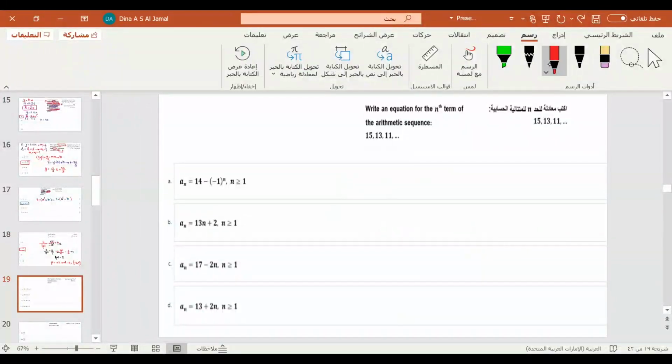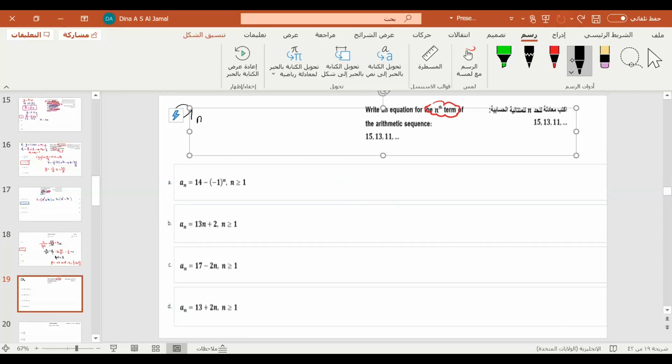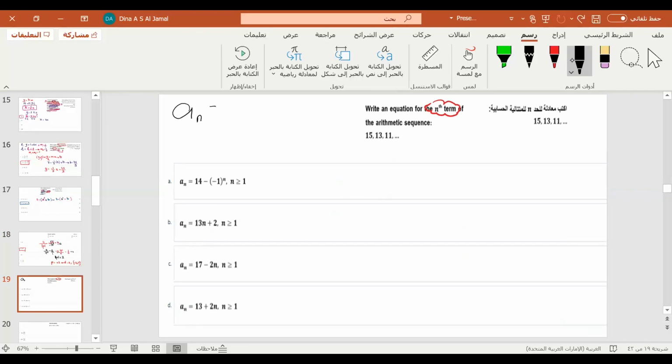Now let's see this question. Arithmetic sequence. He would like you to find the nth term. So just put the nth term equation in front of you. an is equal a1 plus n minus 1 d.